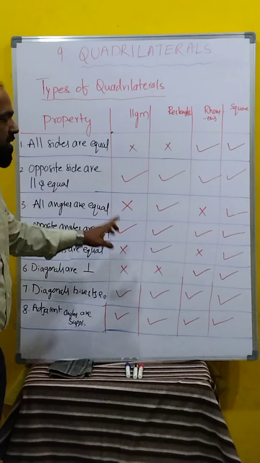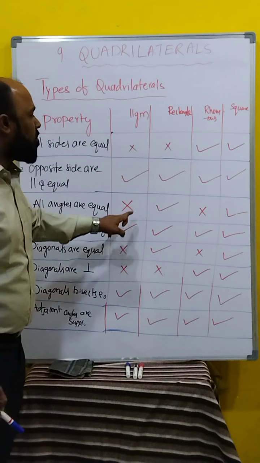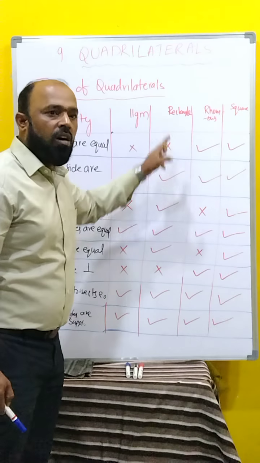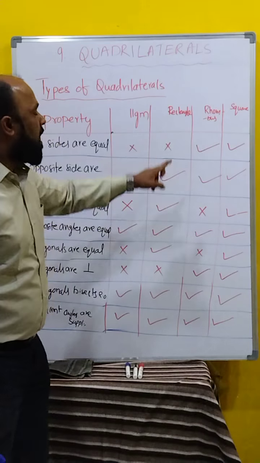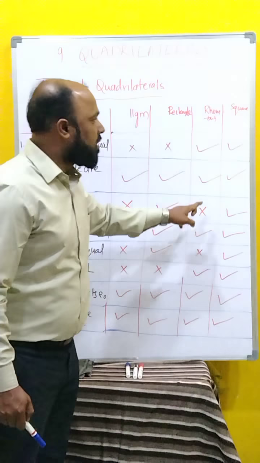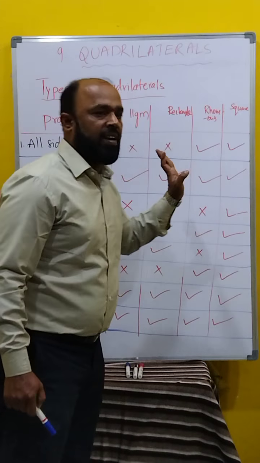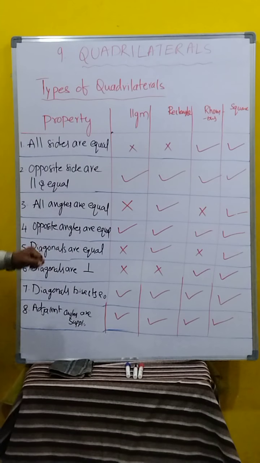All angles are equal. Check if it is correct. In a parallelogram, no. In a rectangle, all 90 degrees. And rhombus, no. Then again, square, all are 90 degrees. Third property done. Next, come to the fourth property.